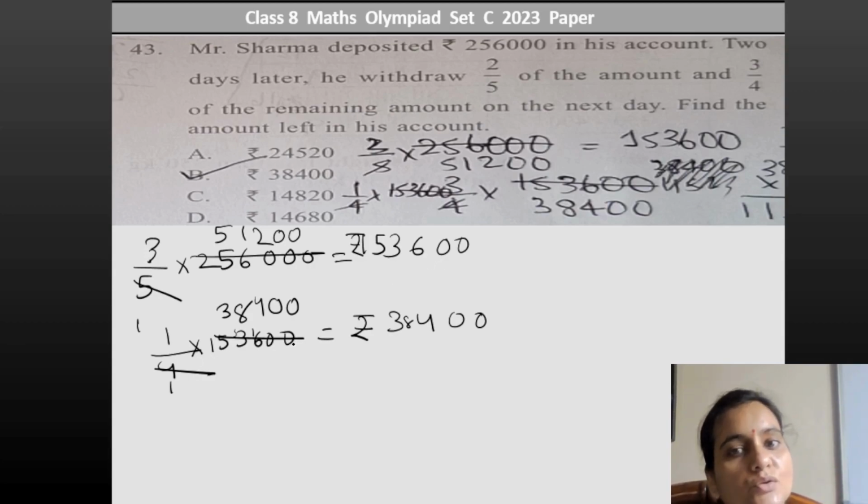So 1 by 4 into the remaining amount, that is the remaining amount from the first day, will give us the amount which is left after he removes 3 by 4 from his account on the second day. So the amount that is left in his account is 38,400, which is option B.